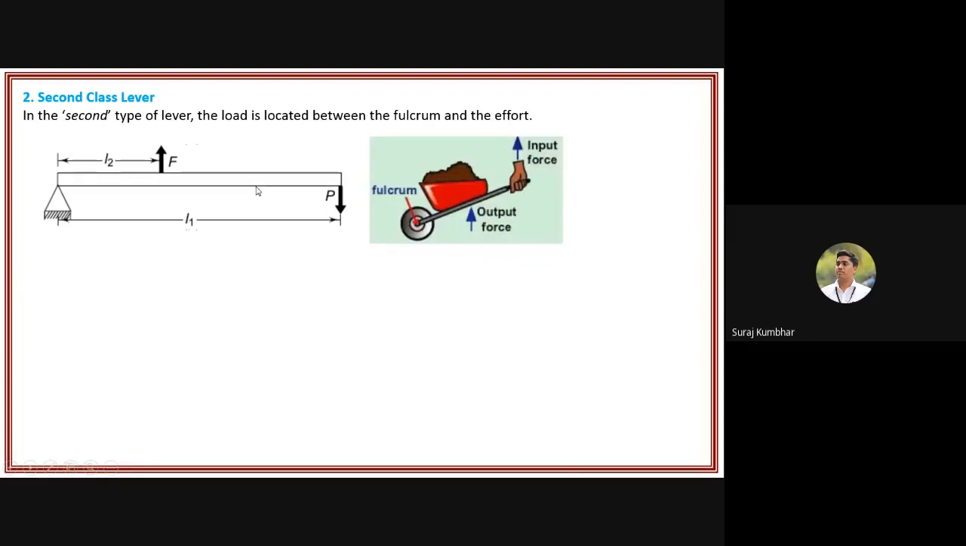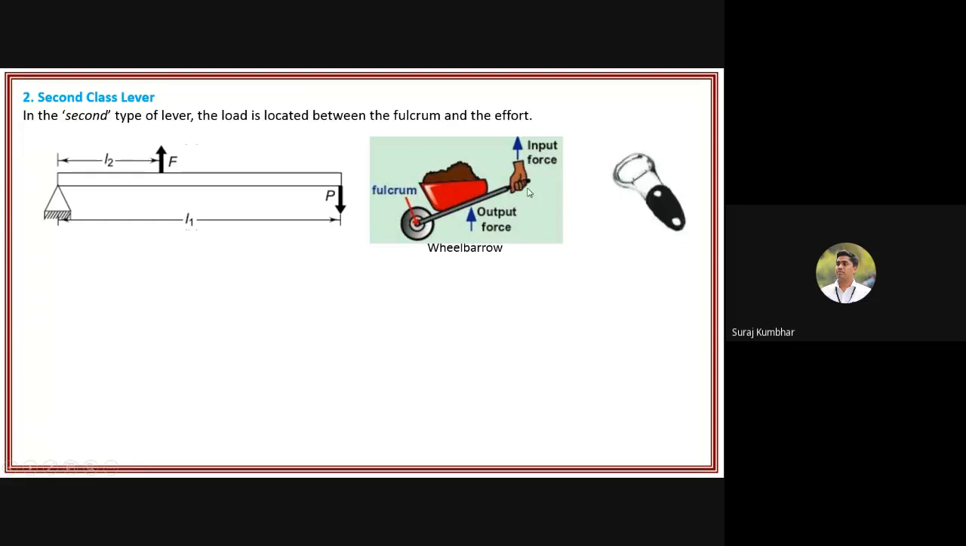Yes. So the best example for the second class lever is the wheelbarrow. Here is the fulcrum, here is the load. Output force means the load you are going to lift, which is in an upward direction. And here is the input force you are applying, which is opposite to the gravitational force, since the load acts downward. So the wheelbarrow is the best example for the second class lever. Here is the fulcrum, the load and the effort.